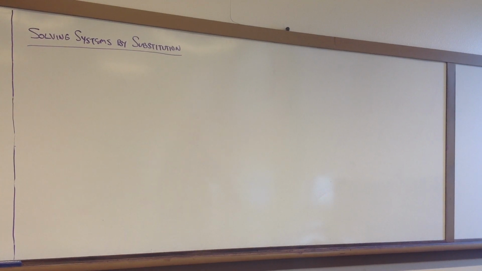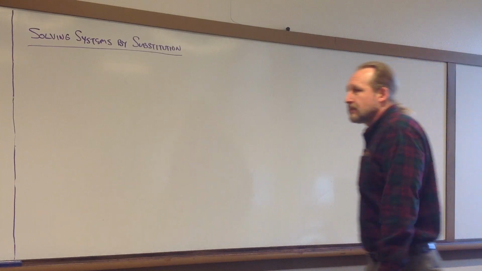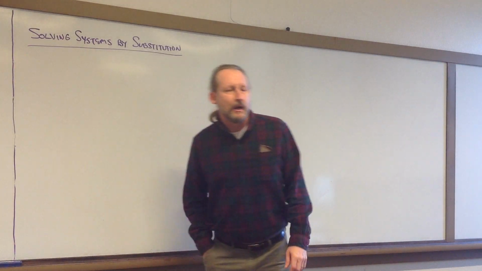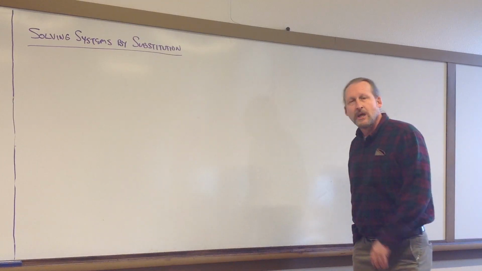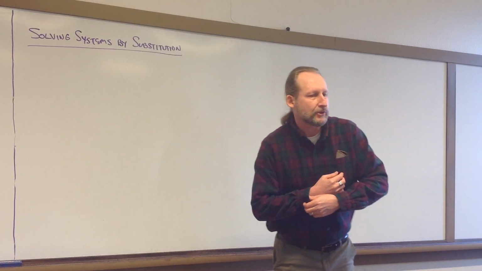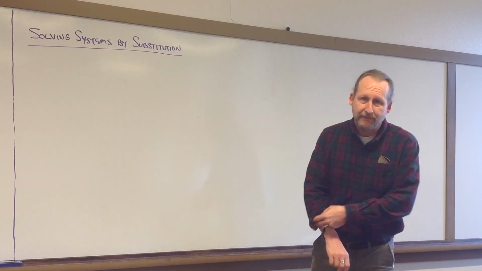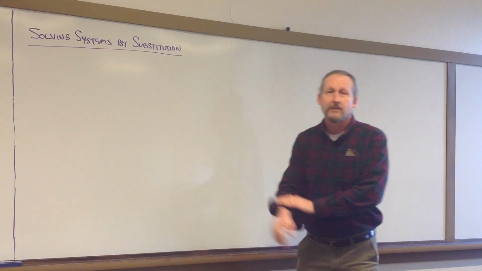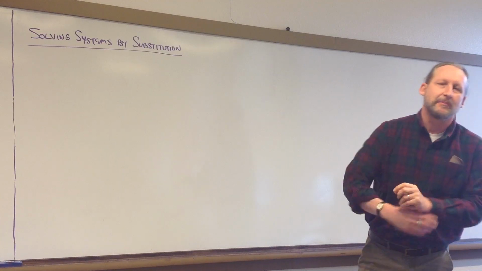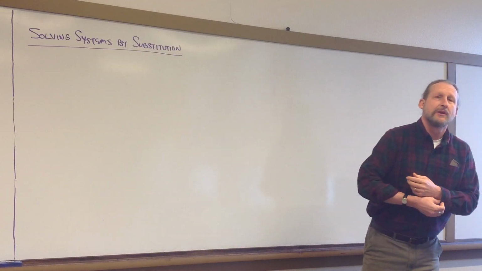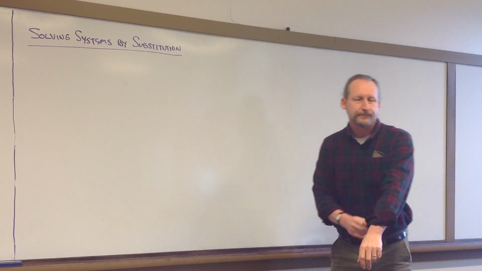This video is for Math 70, and this is the second assignment for solving systems of equations. In the first one, we talked about solving systems of equations by graphing, and now we're going to talk about solving systems of equations by substitution. And then in the next assignment, we'll talk about a third method for solving systems of equations.